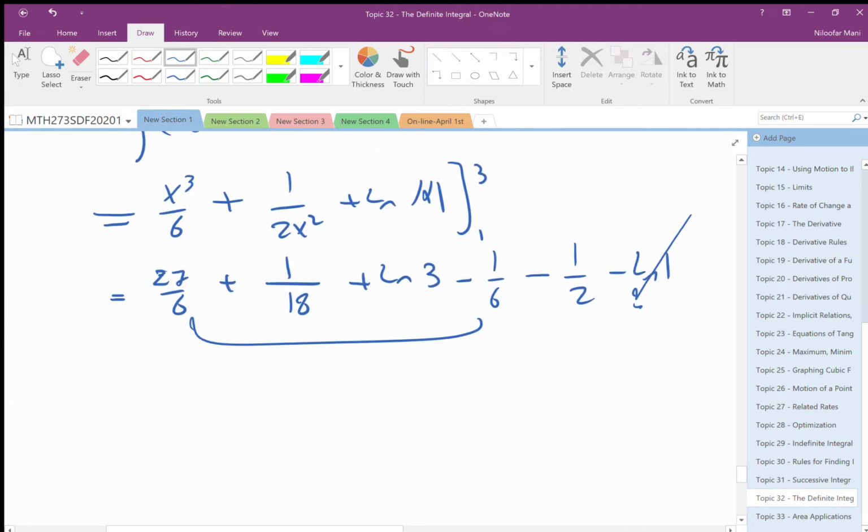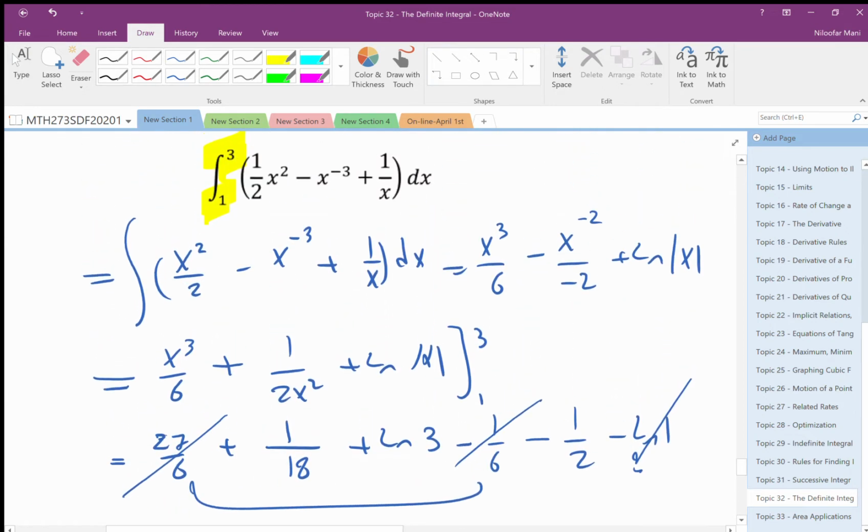This one and this one is 26 over 6. This one and this one is 1 over 18 minus 9 over 18. Am I right here? So 1 over 18. Yes, I can do one by one. So it is 1 over 18. Yes, so I do that and that. So here I can just cross them, and then 1 over 18 minus 1 over 2 plus ln 3 is the answer, and then I can find the answer.